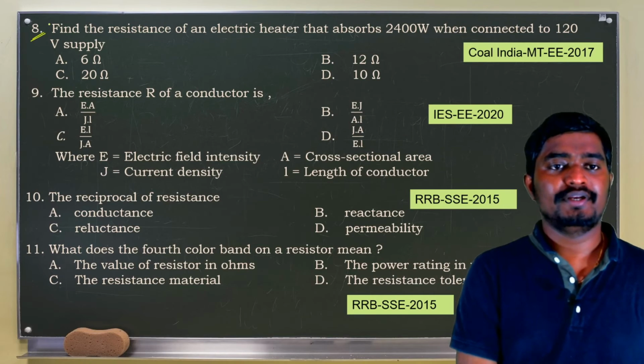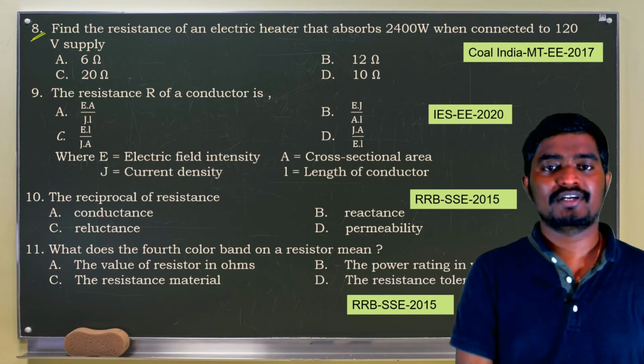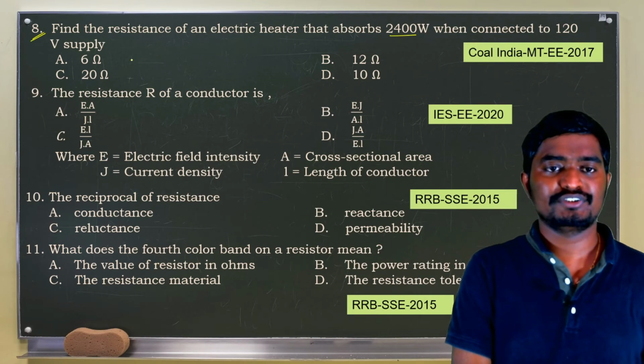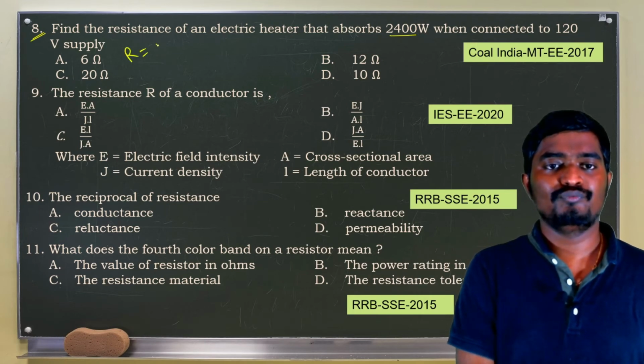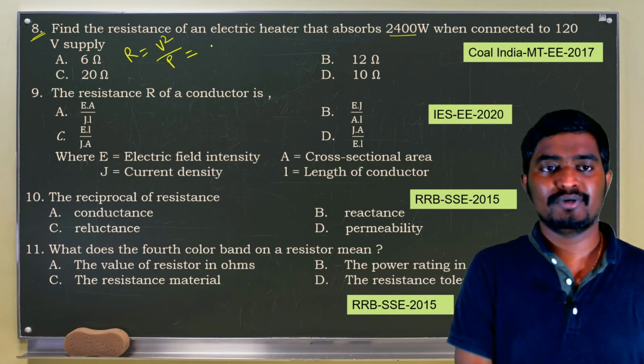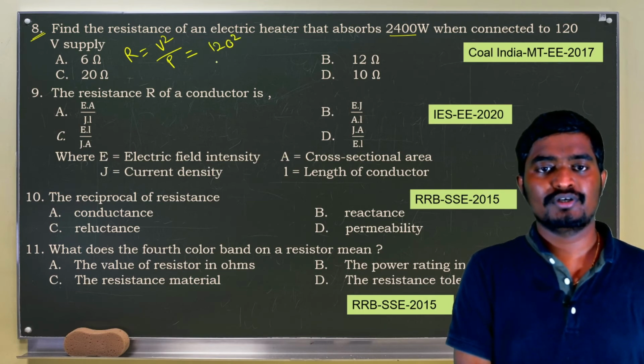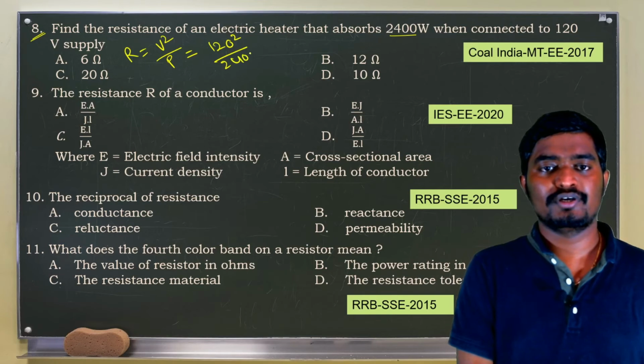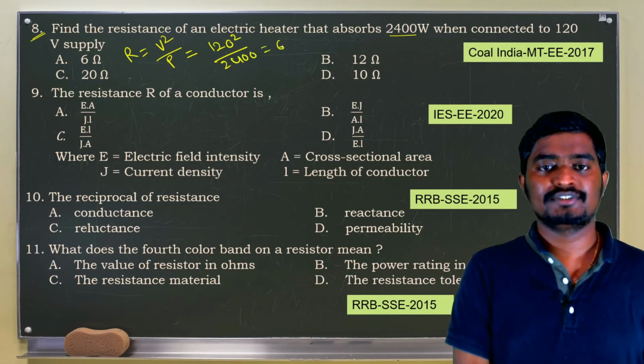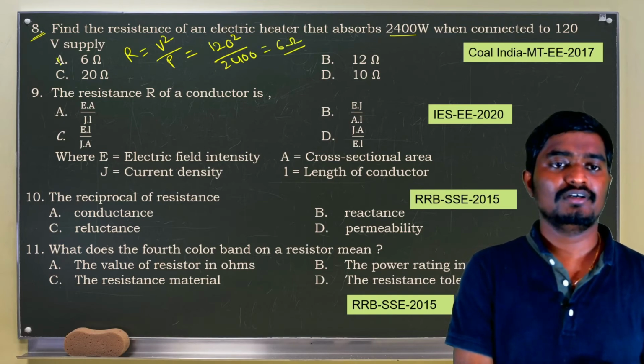Question number 8. Find the resistance of an electric heater that absorbs 2400 watts when it is connected to a 120 volt supply. So here we have to calculate the value of resistance R equal to V square divided by P. The voltage is given as 120 volts, whole square, divided by 2400 watts. Then we will get 6 ohms. Option A is the correct option.